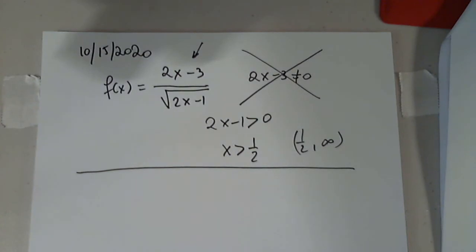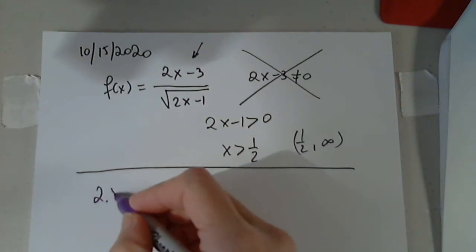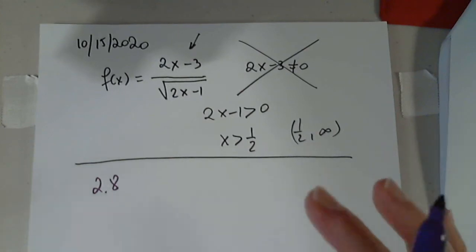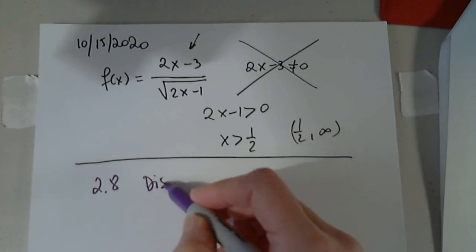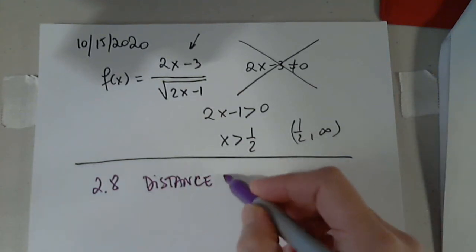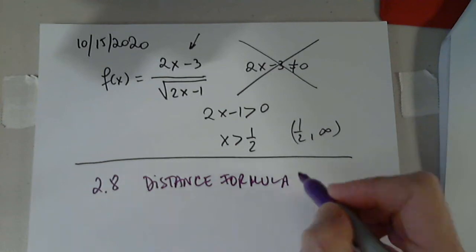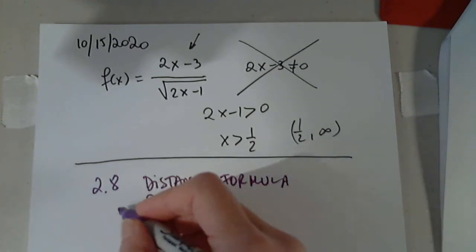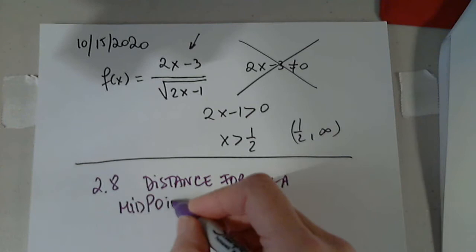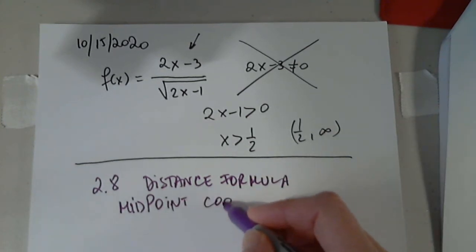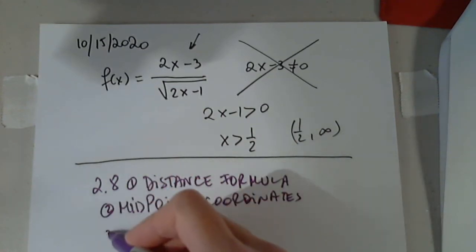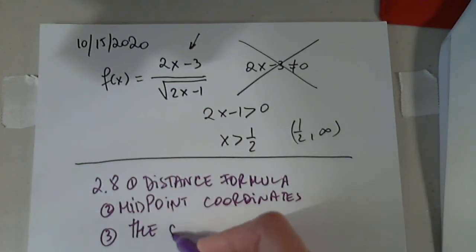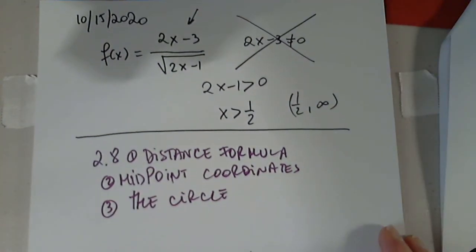Okay, well, in that case, I will continue with 2.8. 2.8 has 3 different things that we have to look at. Number 1 is the distance formula. The second one is the midpoint coordinates. So this is number 1, this is number 2, and number 3, the circle. Or if you want to write the equation of the circle, that's fine too.